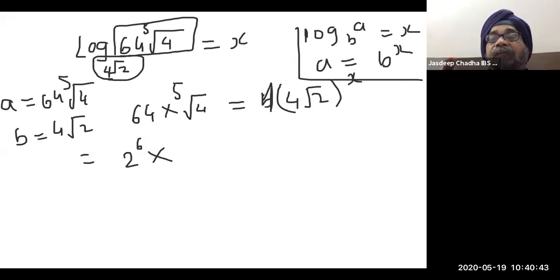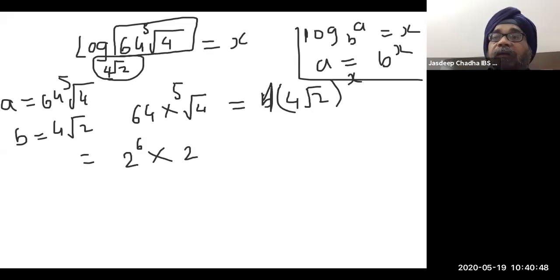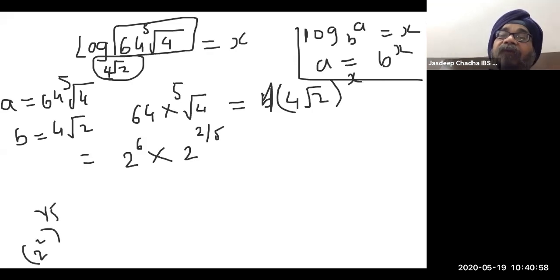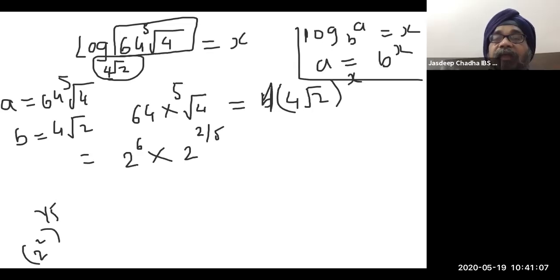Yes, clear or not? Yes, sir. It will be 2 to the power 2 by 5. Because 4 will be what? It is like this. See, 4 will be 2 square raised to the power 1 by 5. So powers get multiplied or not? I told you this formula: a to the power m to the power n is a to the power mn. So 2 square raised to the power 1 by 5.